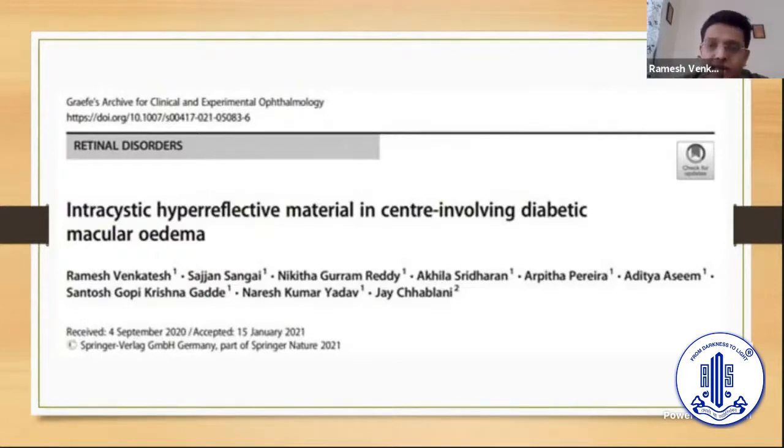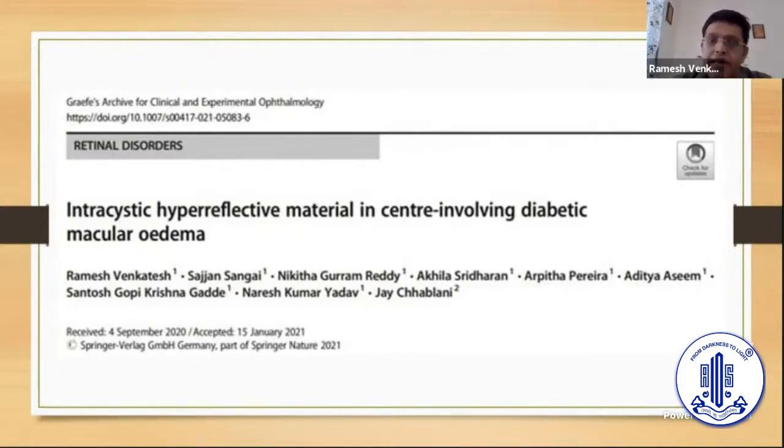So the reason why we get this hyperreflective material within the cyst is basically because of three reasons. You have microaneurysms which are closely associated with the cyst. So there is a persistent leak from these microaneurysms into the cystoid space, which continuously keeps on leaking. These hyperreflective materials are usually associated with discontinuity of the ELM and the ISOS. So there is a communication for the shredded photoreceptors to get collected within the inner retinal layers. So that is another theory which we are trying to put up.